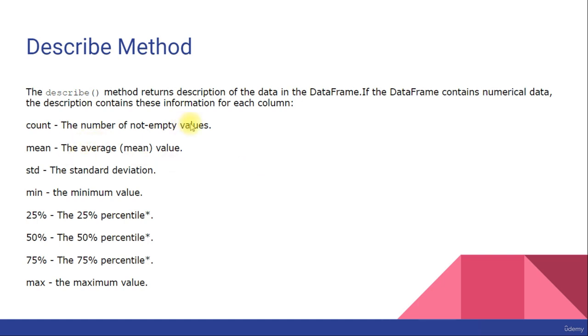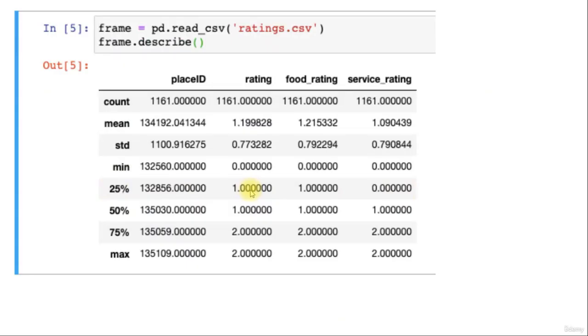So count, basically the number of non-empty values, mean, the average value for that entire column, the standard deviation, this is the minimum value. Now you have the 25th percentile, 50th percentile and 75th percentile. And the maximum value. So these are the basic statistical measures that the describe method returns for the numerical columns.